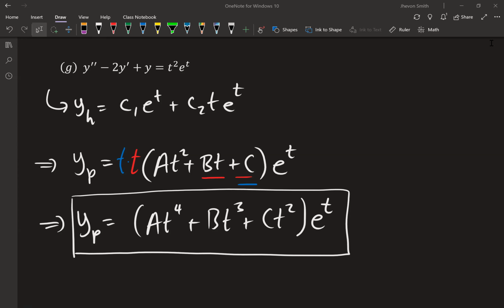Right, and someone in the comments got it: e to the t times (At^4 plus Bt^3 plus Ct^2). And Incha, your answer is also correct for G. However, like I said, I wouldn't expand it. Leave it like this, because now, if I want to take a derivative of this, which I'm going to need to do eventually, I just have to use the product rule once. By expanding it, you have to apply the product rule 3 times. It's just going to be a lot messier.